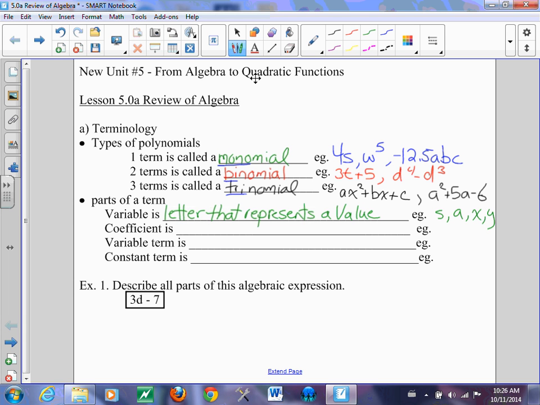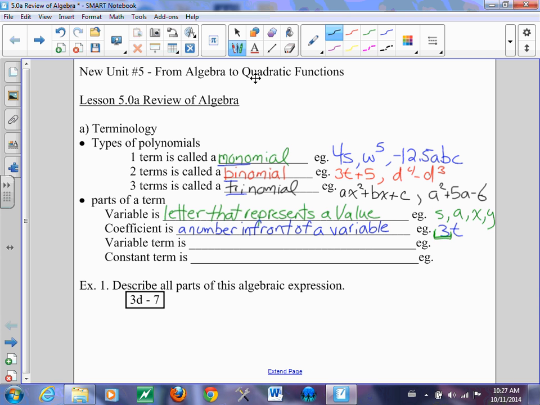Now the coefficient is the number in front of a variable. If I write down something like 3t, it's the 3 part. That is the coefficient.